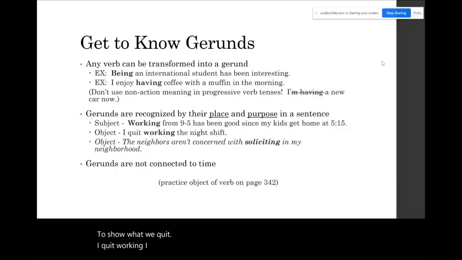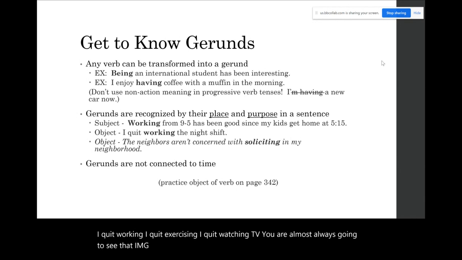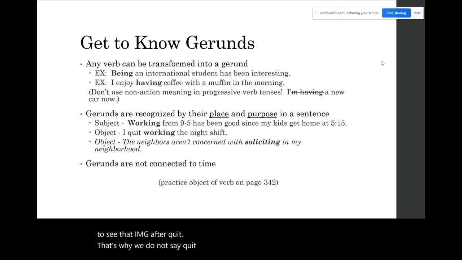Quit means to stop doing something. So we're going to use the gerund form to show what we quit. I quit working, I quit exercising, I quit watching TV. You're almost always going to see that ing after quit. That's why we do not say quit to smoke or quit smoke. We don't say that, right? We've got to use the gerund, the object position here.